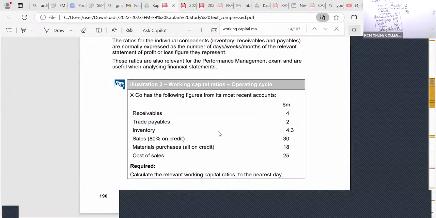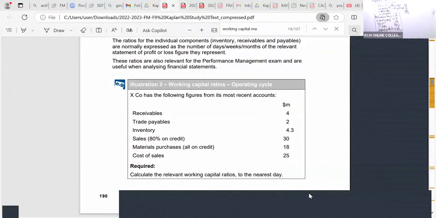So we start with, you can see I will calculate receivables, I will calculate payables, and I will calculate only inventory days. These are the items found in the working capital. No other items are found in working capital; these ones here will help me get the ratios. So we start with receivable days.